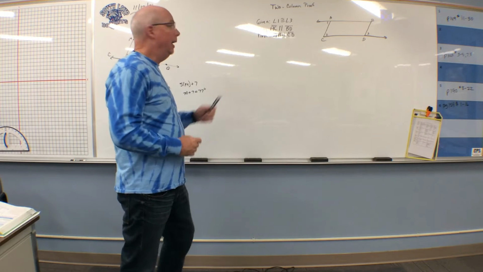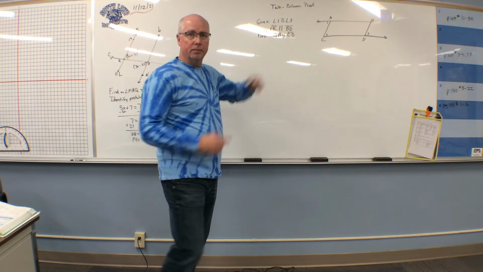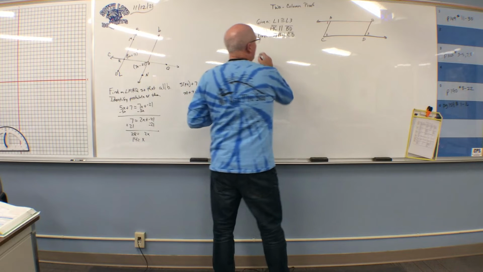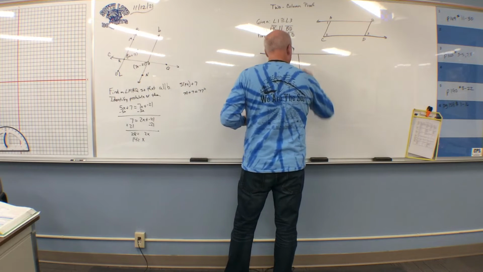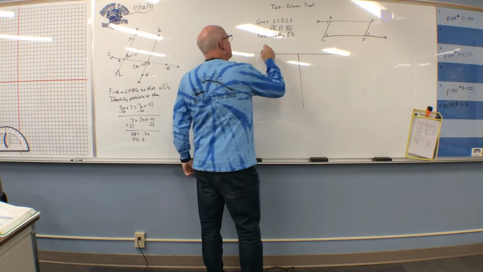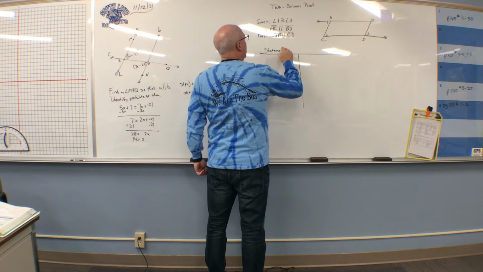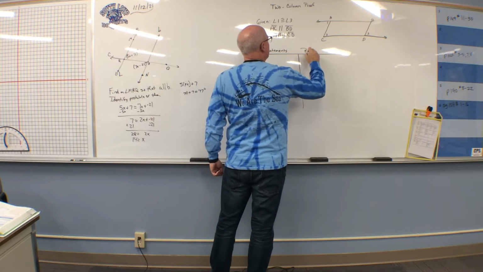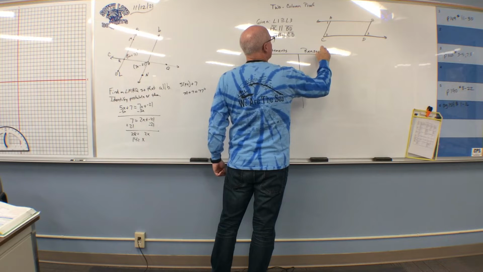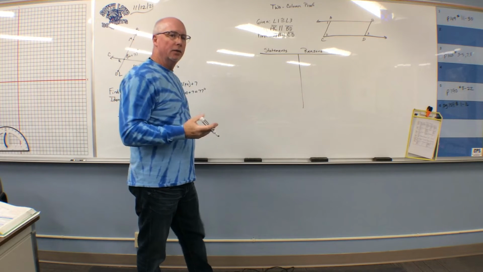All right. Every proof has to have a given, a prove, and a picture. And then here's the two column. It looks like a T table, a huge T table. And we call this the statements, and this the reasons. Okay? So if I make a statement, I got to give a reason.